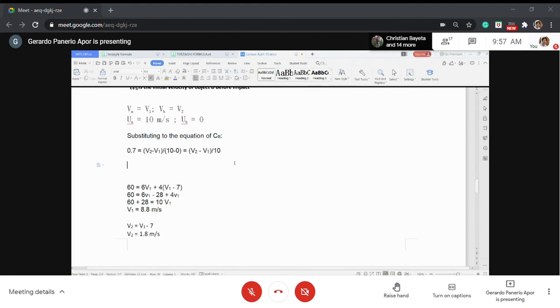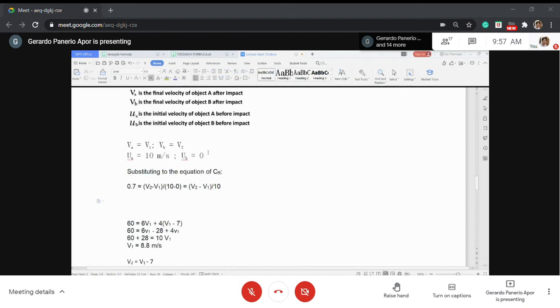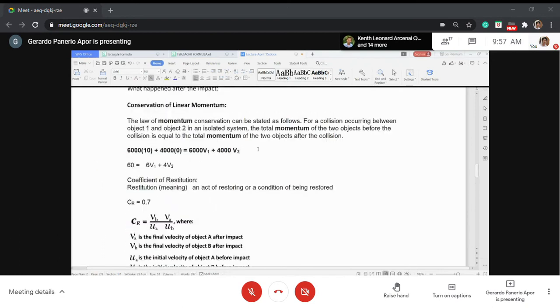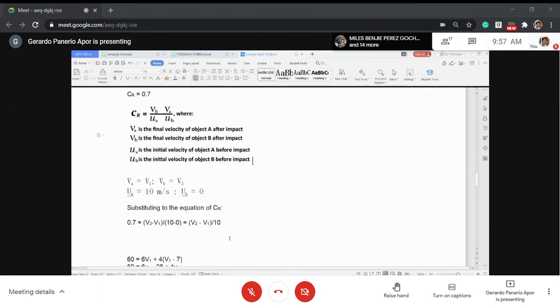Now you have two equations actually, one from the coefficient of restitution, and the other one derived from the principle of conservation of momentum. You need two equations because you have two unknowns, V1 and V2. So we use this equation.